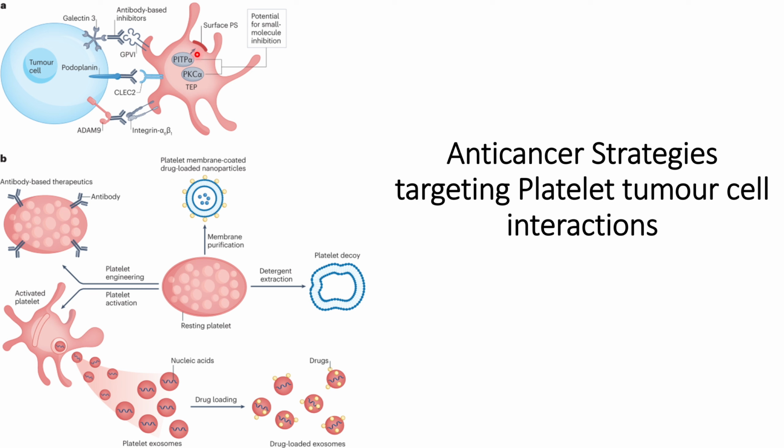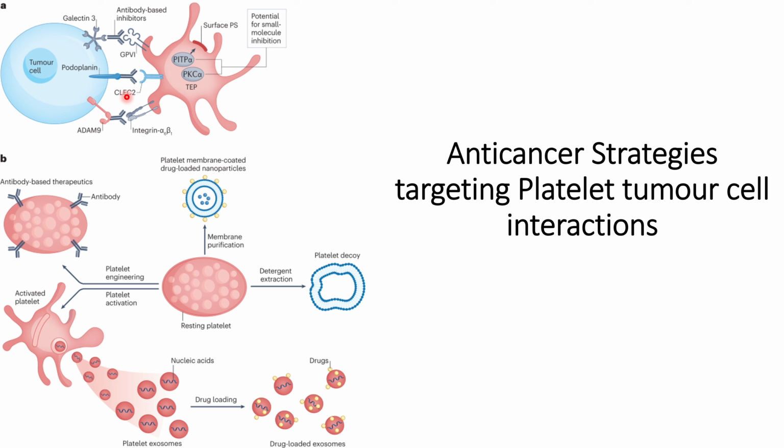If these antibodies interact with the platelet cell surface proteins, they prevent their interactions with their counterparts present on the tumor cells. For example, GP6 interacts with galectin 3, and CLEC2 interacts with podoplanin, which, as we discussed in our previous videos, trigger intracellular signaling pathways in the tumor cells. And antibodies against integrin alpha 6 beta 1 prevent its interaction with ADAM9.